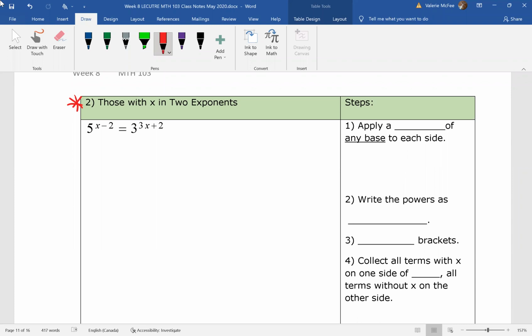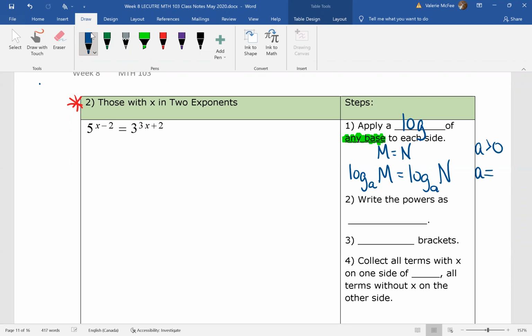And then we have those equations where x is in two exponents. So notice we have a power equal to a power, but x is in both of them. What we want to do first of all is apply a log of any base to each side. So we're starting with that property backwards, m equals n, and we're saying we can apply a log of any base to both sides. But of course, our base has to be greater than 0, not equal to 1.